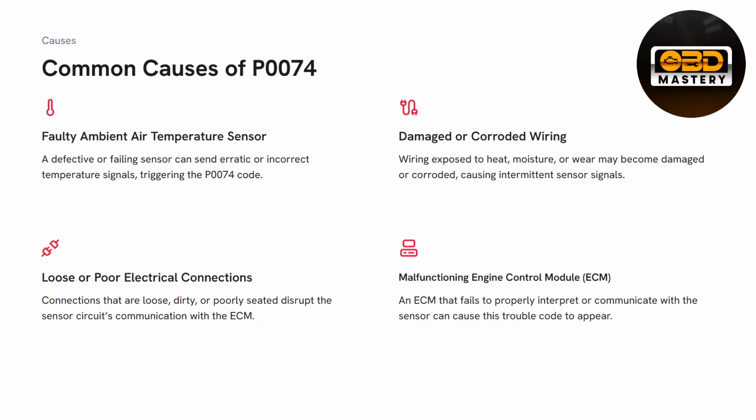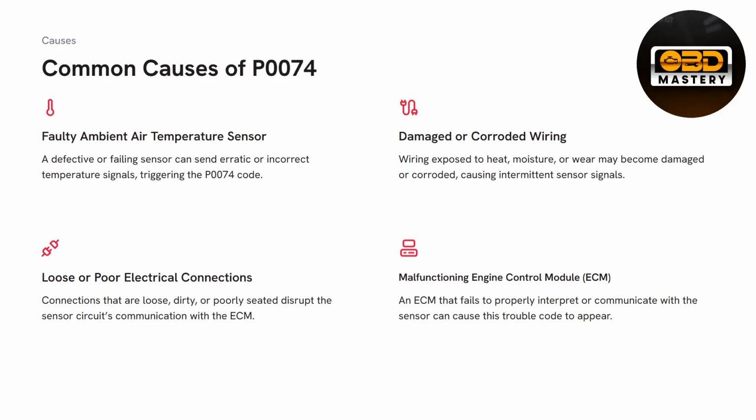Faulty ambient air temperature sensor. Damaged or corroded wiring. Loose or poor electrical connections. An ECM that fails to properly interpret or communicate with the sensor can cause this trouble code to appear. Malfunctioning engine control module, ECM.